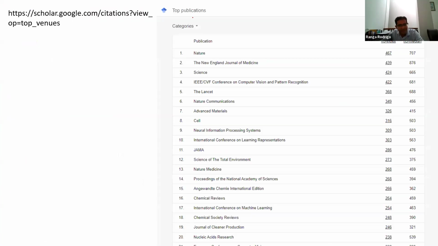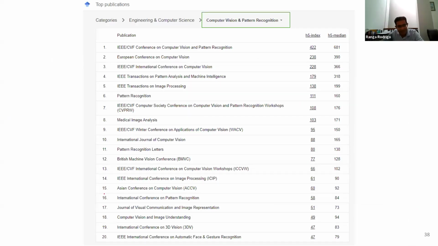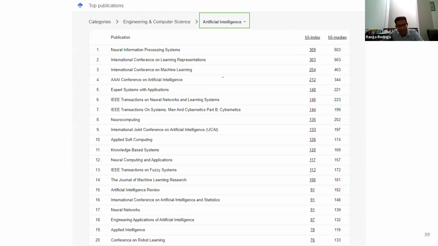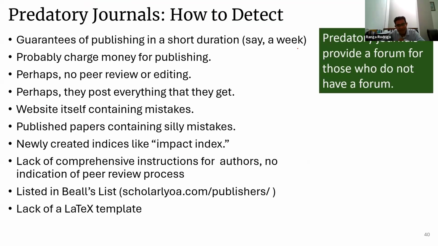So these are the top publications, top 100. I think I got them last year, the subcategory, the top 20, and so on, AI. And then there are things called predatory journals. Predatory journals provide a forum for those who do not have a forum. So you have to run away from this.